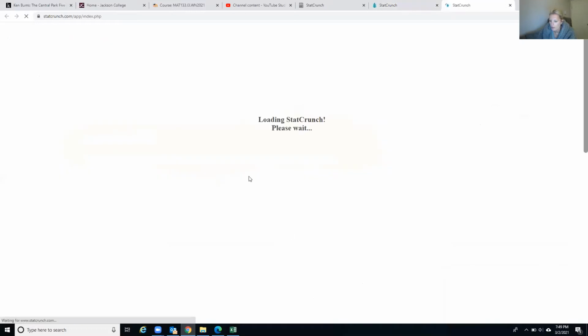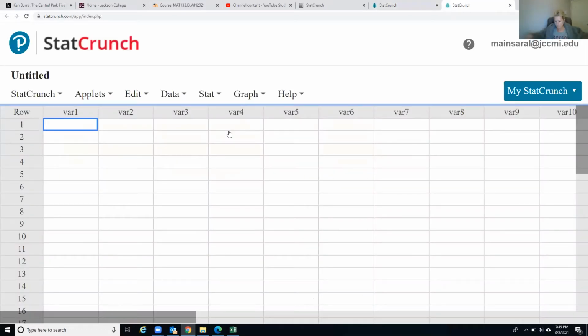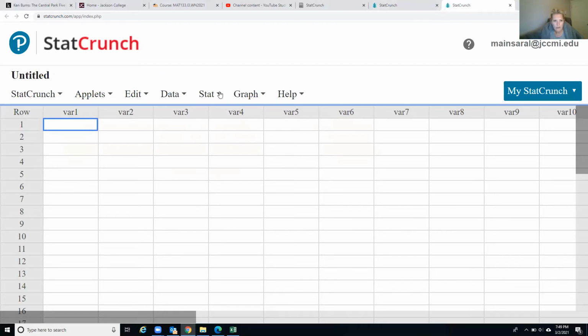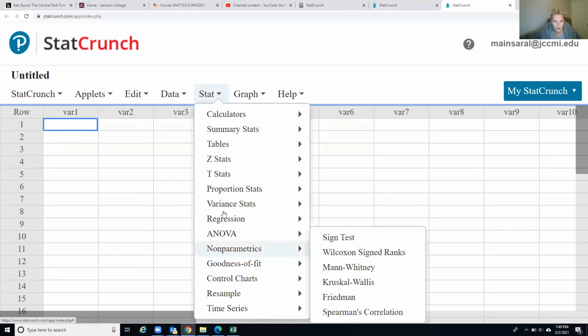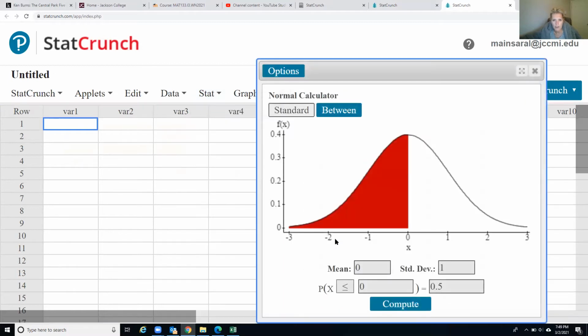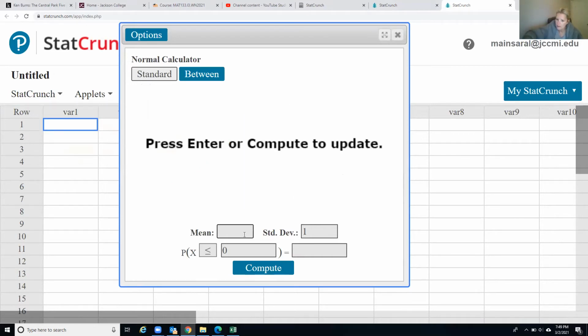So in StatCrunch, we are going to Stat, then Calculators, and then we're going to the normal curve, just like we did in Chapter 7. And so for our normal curve, we have to tell it what our parameters are. So our mean is 250 for this situation. The standard deviation is what we now call our standard error, 8.11.